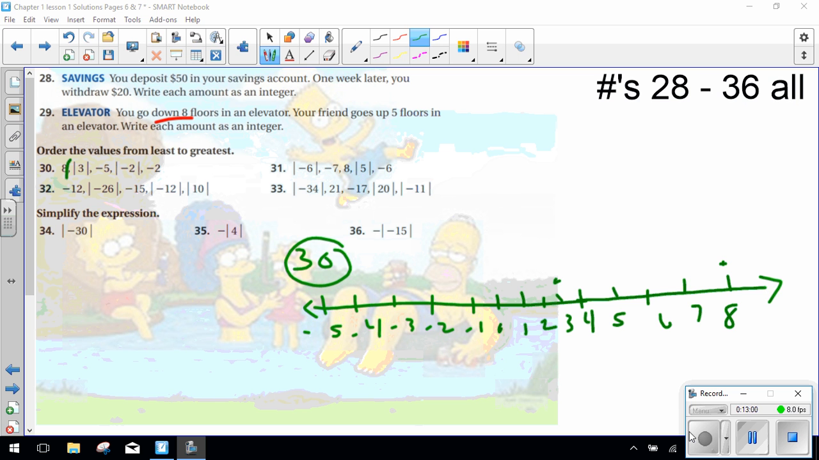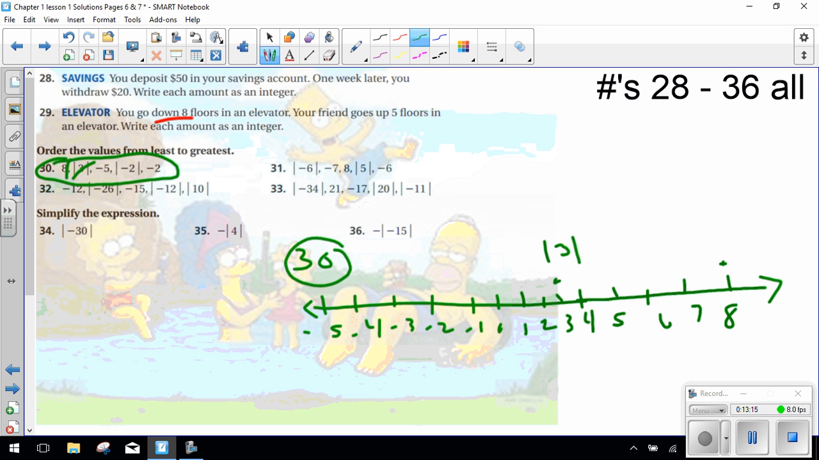And what I'm going to do over the 3 is put the original number, which is absolute value of 3. When I order these numbers, I want to use these original numbers that are written here on 30. So I'm going to slash out absolute value of 3.